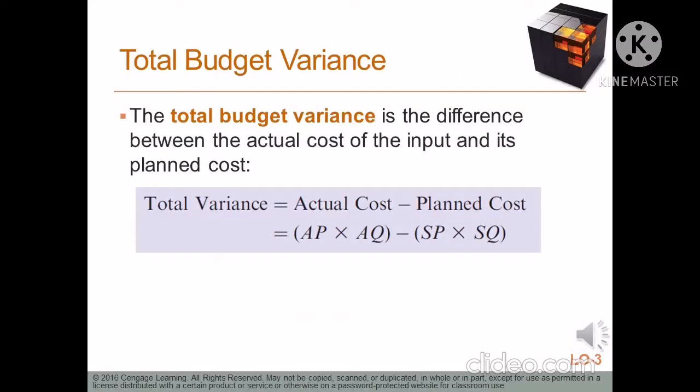Next, we look to total budget variance, where the total budget variance is the difference between the actual cost of the input and its planned cost. So the formula here states as total variance equal to actual cost minus planned cost. As we know, actual cost is actual price per unit times actual quantity of input used minus planned cost, where planned cost is standard price per unit times standard quantity of input allowed for the actual output. It's the same as the general description that we just learned before, where variance is the difference between actual and standard cost.